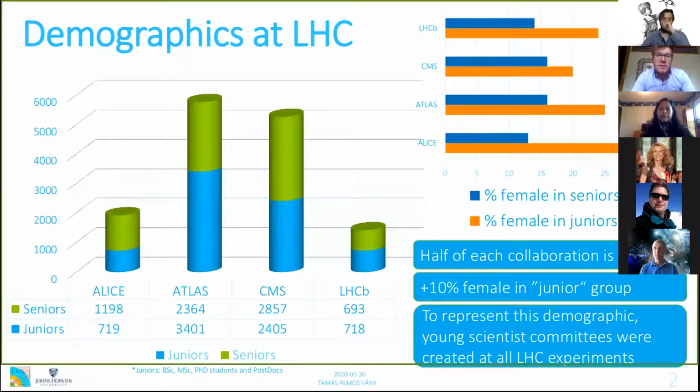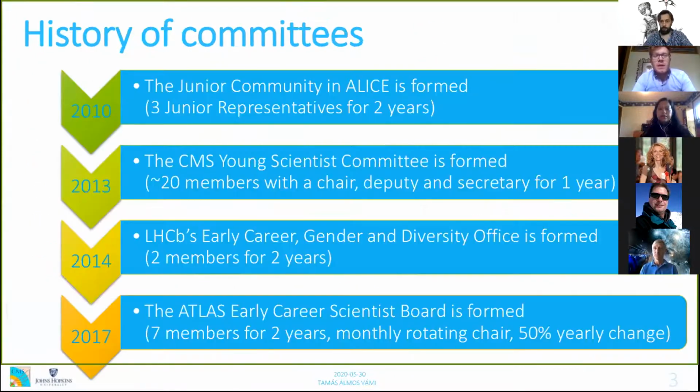So in order to represent these demographics, young scientist committees were created in all the LHC experiments. The first one was in 2010 from LHCb. This is called the junior community. And they have 3 junior representatives whose mandate is for 2 years. And then in 2013, CMS's Young Scientist Committee was formed. We have about 20 members with the chair, a deputy, and a secretary as coordinators of the team. And our mandate is for 1 year, which can be extended to another year.